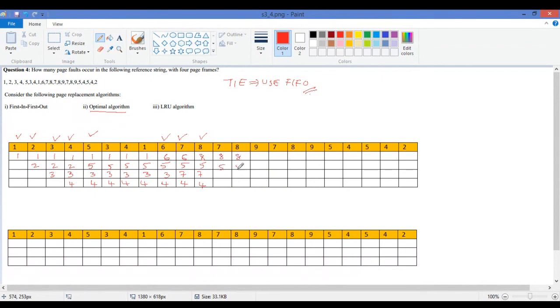So I just copy all of them. Now at 9, you see 9 is not there, it's a page fault. Don't remove 7, 8, 5, 4. You see 7 I should not remove, 8 I should not remove, 5 I should not remove. See, all are there in the future. 8 is also there in the future, 5 is also there in the future, 7 is also there in the future, 4 is also there in the future. It's a problem. Now, all are there, I should not remove anything.